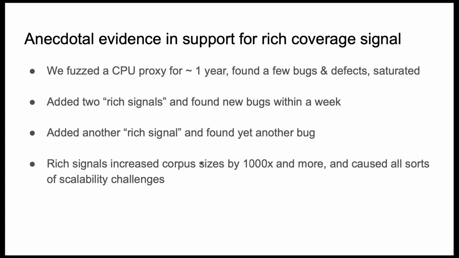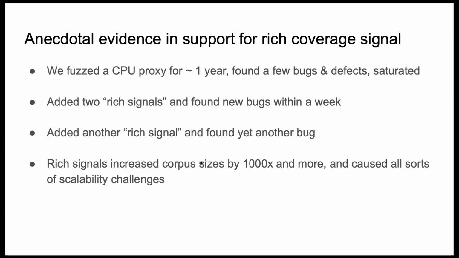The bug in the AMD CPU that I mentioned before was found with this relatively shallow coverage signal, control flow of a simulator. And it wasn't actually too hard to find. It was somewhere very close to initial seeds. And then eventually we saturated. We stopped finding bugs, and our rate of finding defects also fell down because we found all the shallow ones, and the deeper ones were hard to find.